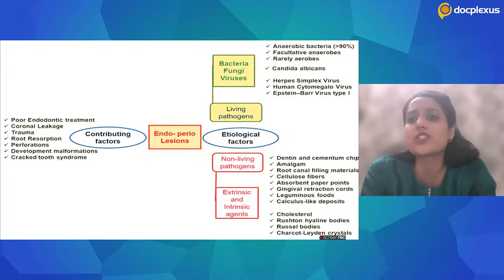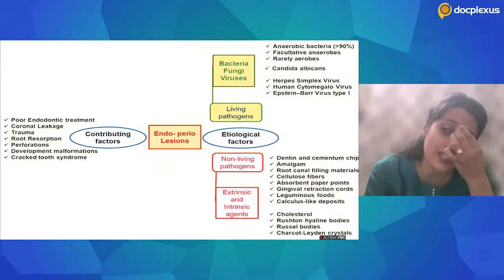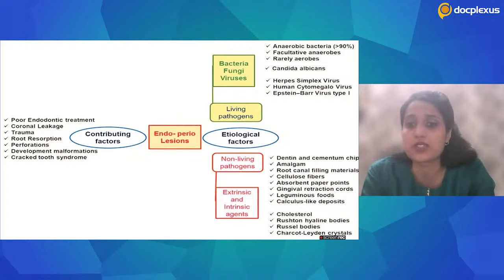Extrinsic agents, as in what is outside the tooth, are dentine and cementum chips, or our restorative fillings such as amalgam or any other filling, for example glass ionomer cement, or root canal filling material, absorbent paper points, retraction cord threads, or anything other than calculus-like deposits. Other things are cholesterol crystals, hyaline bodies, Russell bodies, and other things.